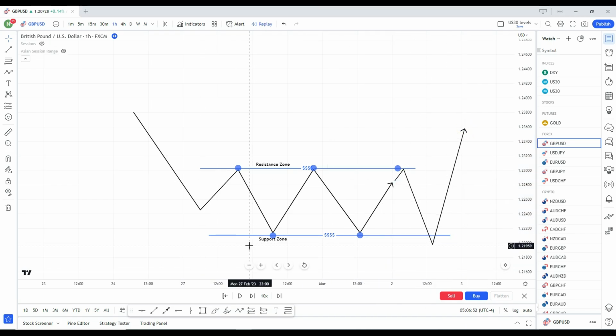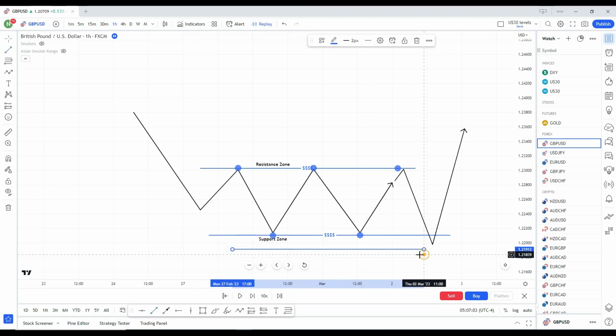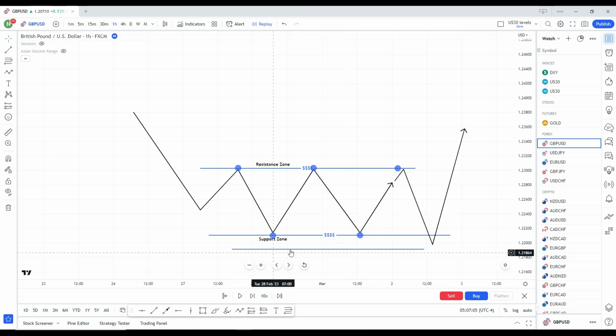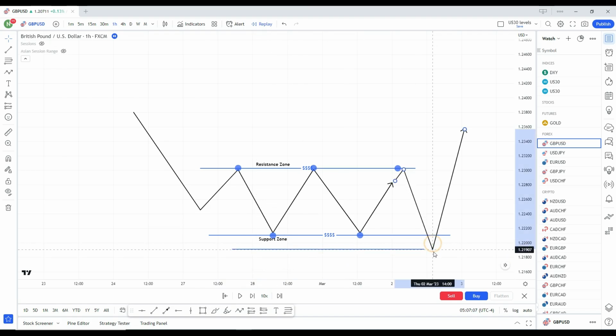One way to avoid being liquidated is having a stop loss a little further from the zone. It would be like this, but it cannot be approximated well because sometimes it can extend to that level. So the best way to enter as a retail trader is to wait for this stop loss hunting.